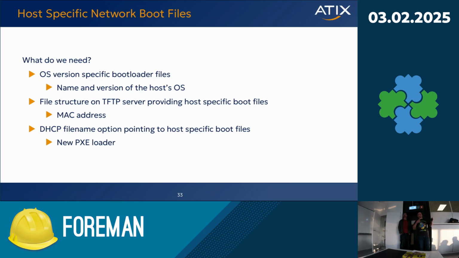But what is the most host specific criteria we could imagine? And we found, okay, let's use the MAC address of a host. And then we need to set the DHCP file name option for the host specific shim. But we already said we do not want to change behavior if you do not care about secure boot. So we wanted to add a new PXE loader to specify the host specific boot file name.